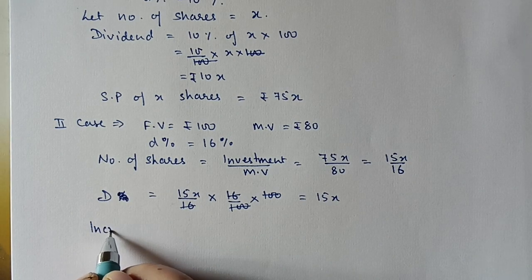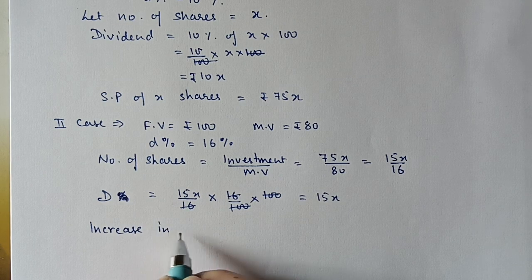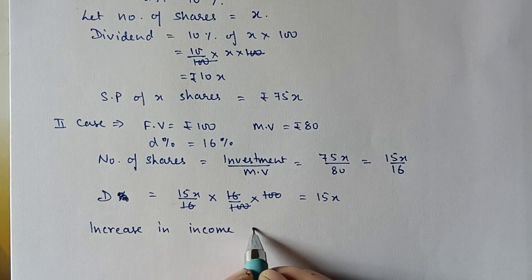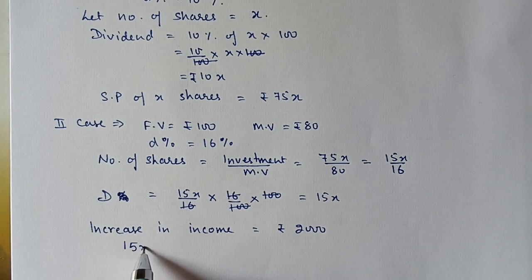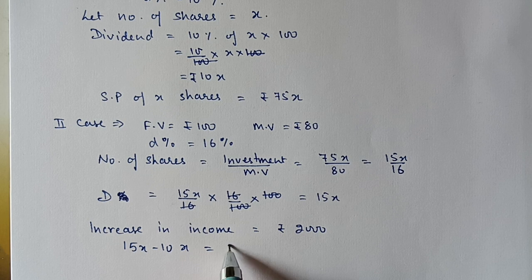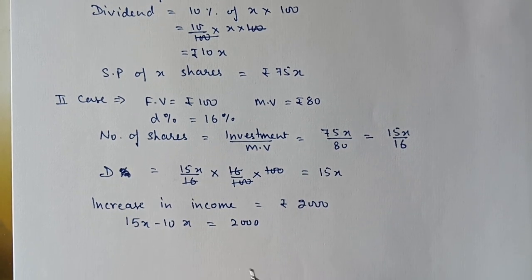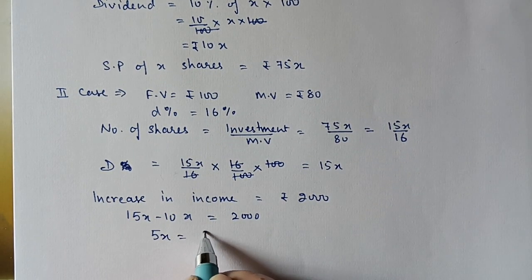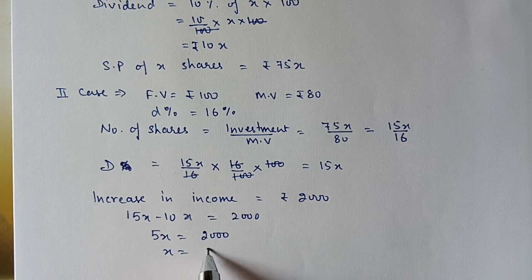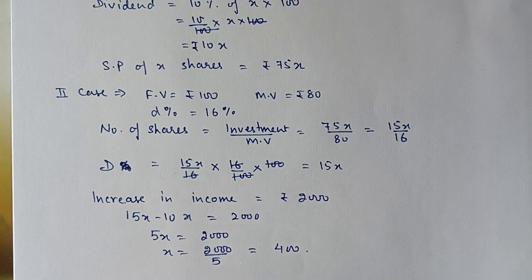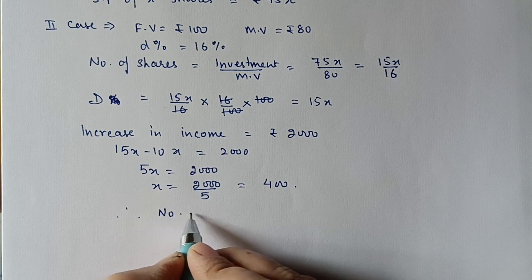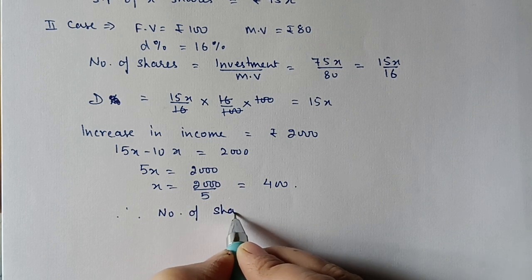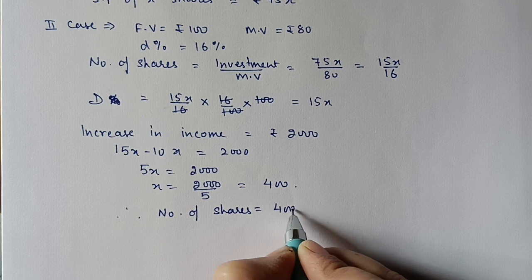So increase in income equal to given 2000 rupees, and this will be equal to 15x minus 10x. So 5x is equal to 2000 rupees. So x will be 2000 upon 5, means 400 rupees. So therefore the number of shares he sold out is equal to 400. Number of shares equal to 400.